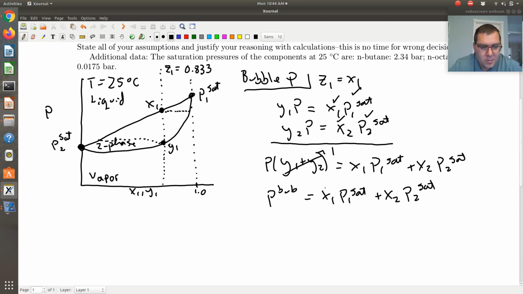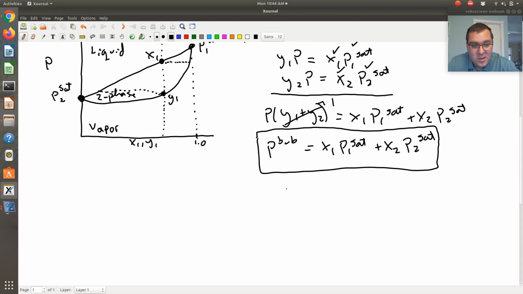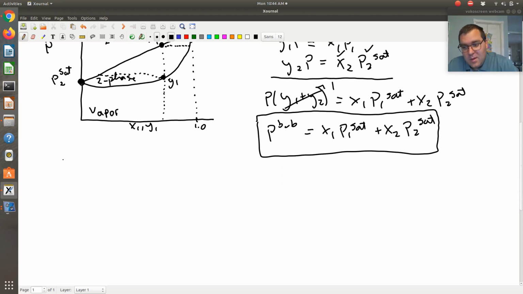So since I know the composition of my mixture and the 2 pure component vapor pressures, I can go ahead and calculate P bubs. Okay, and again, the first thing I'm going to do once I have P bubs is check to see if P, my pressure of 1 bar, is greater than P bubs. Because if it is, then I know I'm in the liquid phase. I can stop. Okay, but if it's not, then I'm going to need to calculate my dew point pressure.